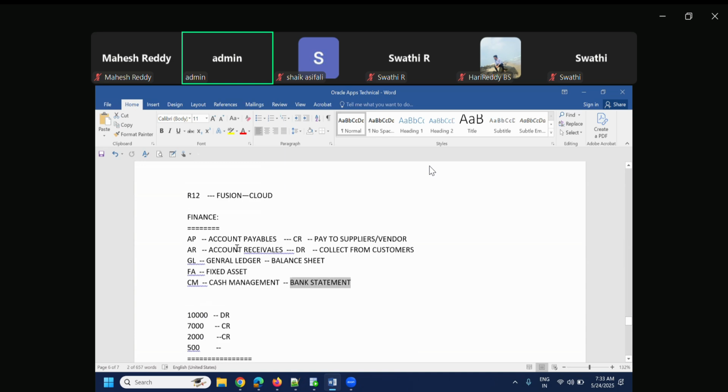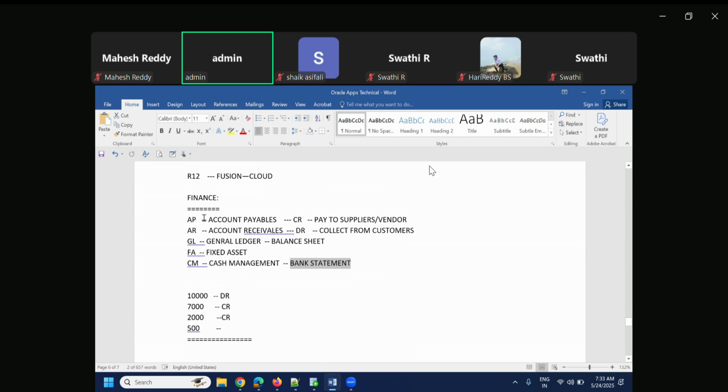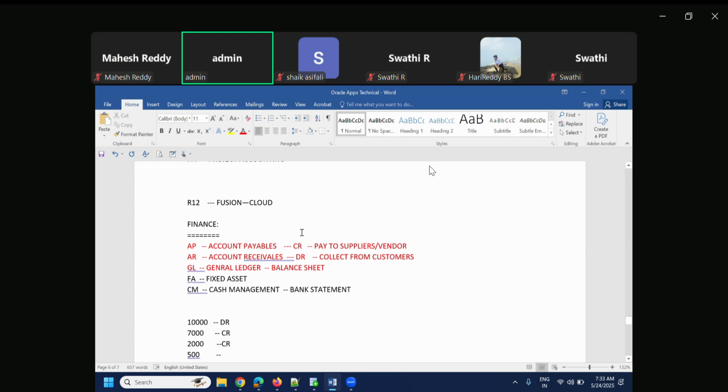Okay. So these are the sub-modules under finance. We have accounts payables, accounts receivables, then general ledger, fixed assets, and cash management. So these many modules are supported by Oracle. This is related to finance. Out of that, we are going to learn AP, AR, and GL. Accounts payables, accounts receivables. At the end of the day, the data will go to GL, which is nothing but the balance sheet. Both debit and credit will jump into the GL module. Okay. So this is about finance here. Any queries here?